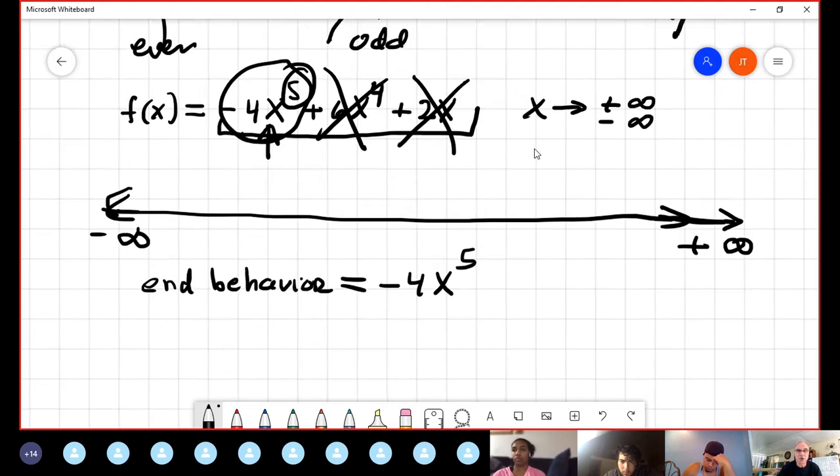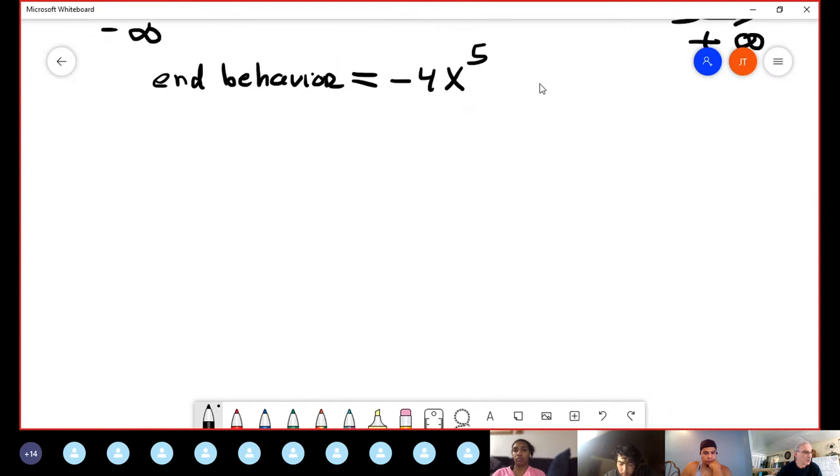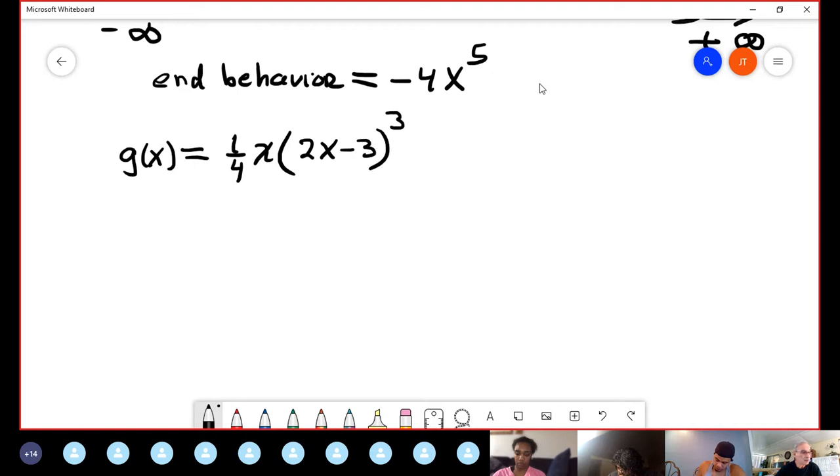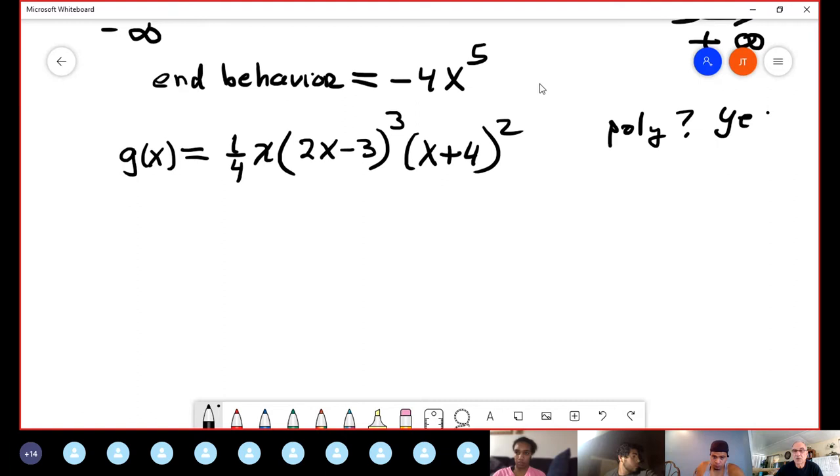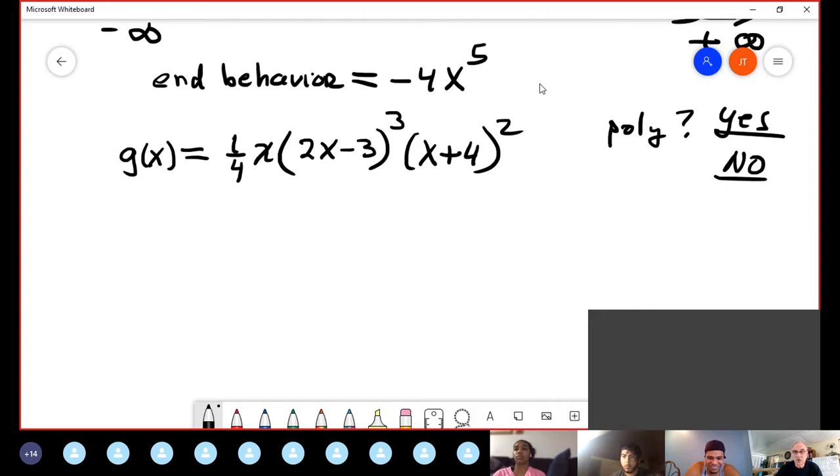Let me show you one example, and you try to help me find the end behavior. Suppose another function I want to call g is equal to 1 over 4 x times (2x minus 3) cubed times (x plus 4) raised to the second power. My question is, is that a polynomial, yes or no? What do you think? Yes. It is a polynomial.